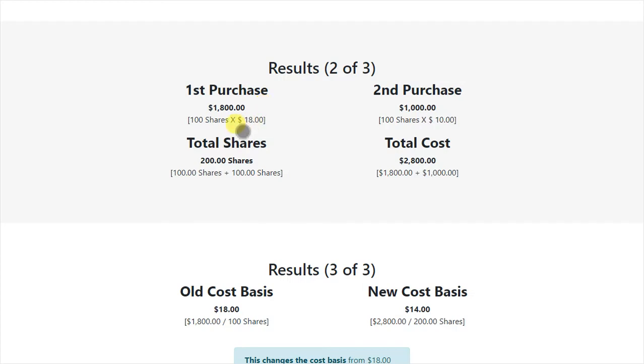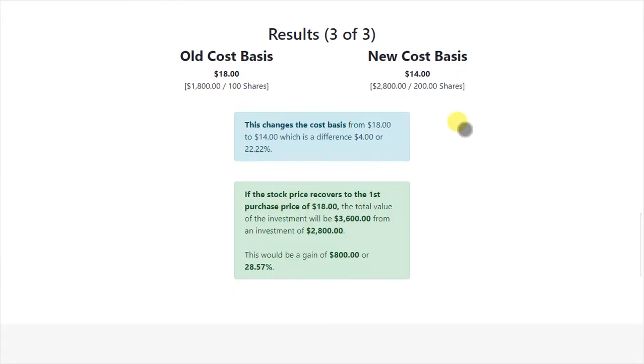The first purchase was 100 shares at 18, which is $1,800. The second purchase, 100 shares at 10, which is $1,000. Basically, this is the new cost basis: we went from $18 a share to $14 a share. And this is where it gets interesting. If the price recovers back up to $18 a share, the value of the investment will be $3,600 from an investment of $2,800. So you'd have a gain of $800 or 28%. It's really powerful, and that's just if it gets back to where you initially purchased at 18.